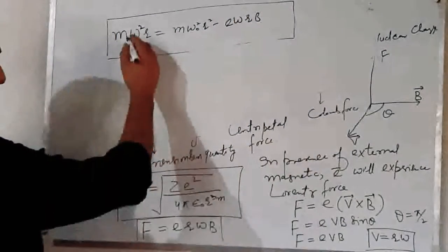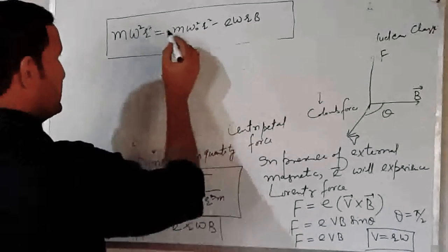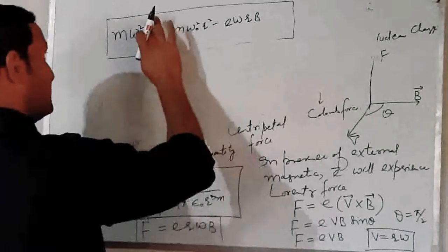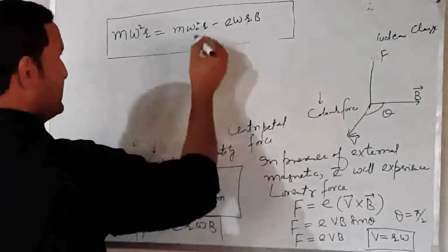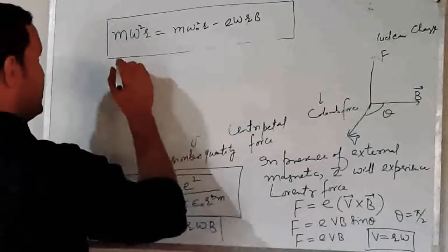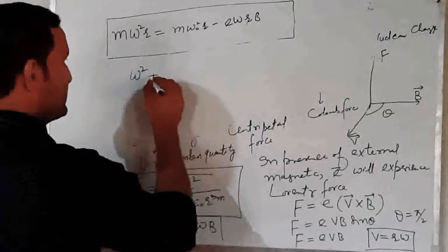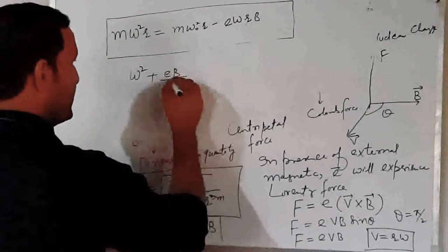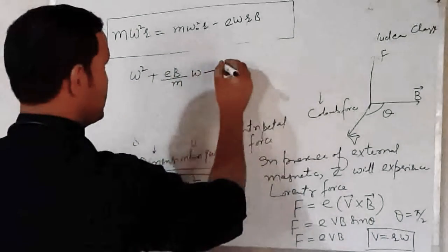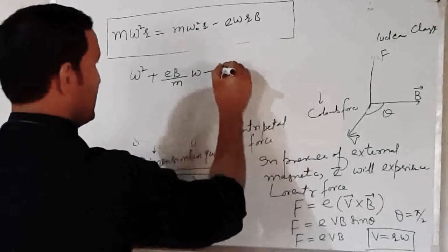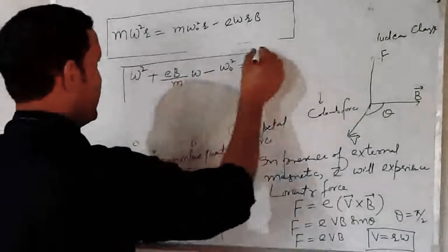From this equation we can simplify it. The m omega square r terms cancel each other. Okay? So after that we can write omega square plus eB upon m omega, because m is divided here, minus omega naught square, m and m cancel each other, equal to 0. So this is the right equation.